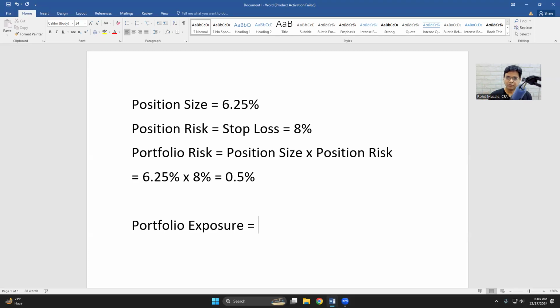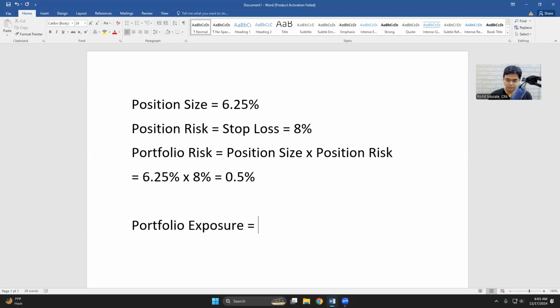that's your portfolio exposure. So for example, let's say you buy four stocks today. Okay. Today is 17th of December. And let's say you choose to buy four stocks today. You had cash position. You started with 100% cash. You buy four stocks with 6.25% position size.